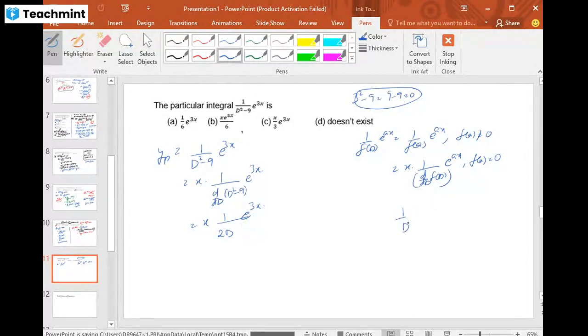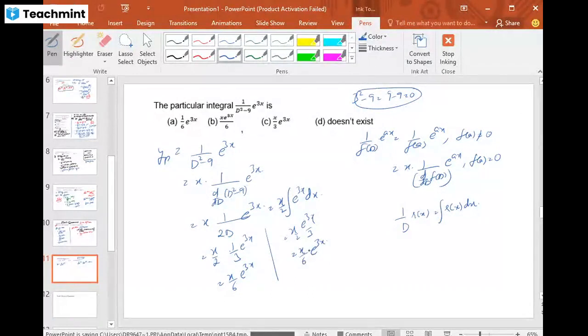One is 1 upon D of r(x), meaning the integral of r(x) dx, or you can use again this property by replacing D equal to a. If we replace D equal to a, this is 1 upon 2 times 3, e^(3x), that is x by 6 e^(3x). Or you can consider x by 2 times the integral of e^(3x). Its integration is also e^(3x) upon 3, so x by 6 e^(3x). So you will get the same answer. Either you can use this property or you can use that property.